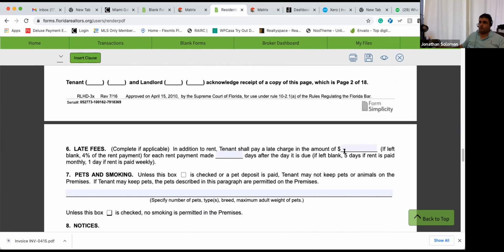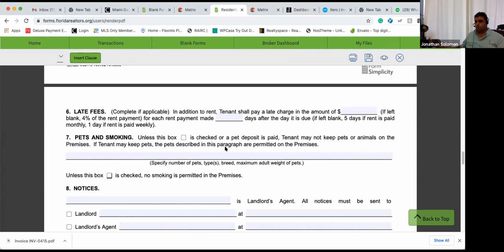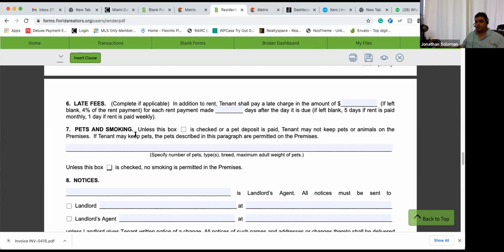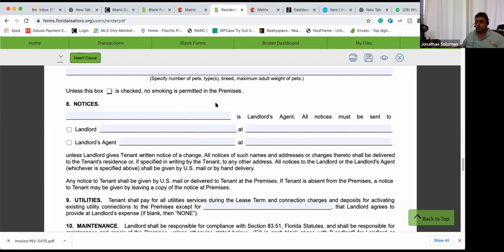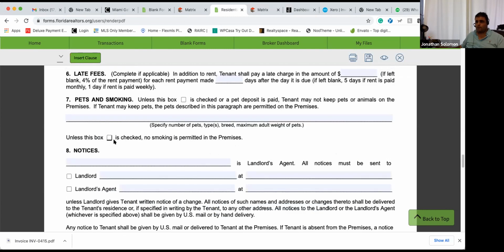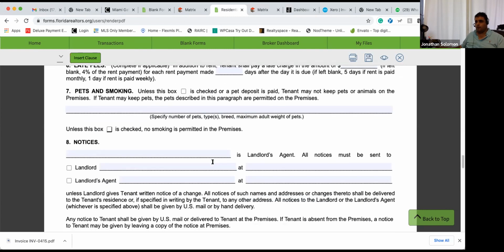Late fees. If there are any late fees, how much is the late fee going to be and when is it going to be applied? How many grace days do we have? We have five days for grace or longer. Usually 5 days is the right amount for the rent to be paid. Pets and smoking. Are pets allowed? We can check it here. If smoking is allowed, we can check it here.